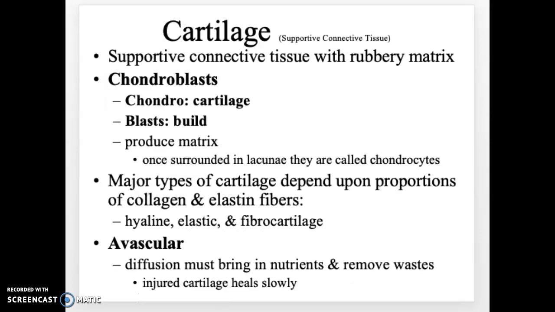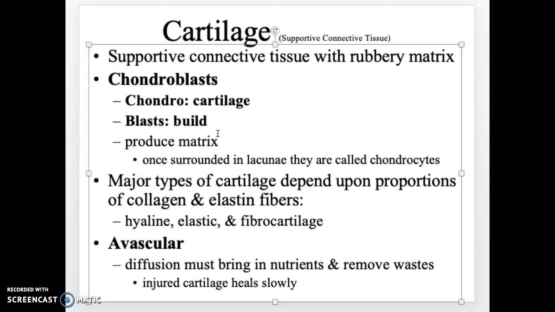Cartilage, like we discussed in our last unit, is going to be in the connective tissue family. So the cells here are chondroblasts. If you remember, chondro means cartilage and blast means build. So they are building matrix, building cartilage matrix.